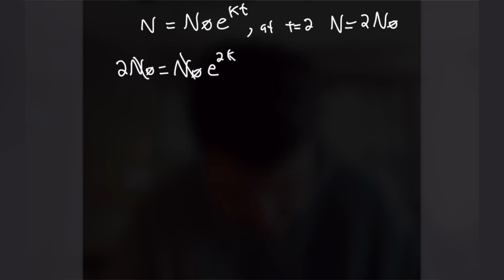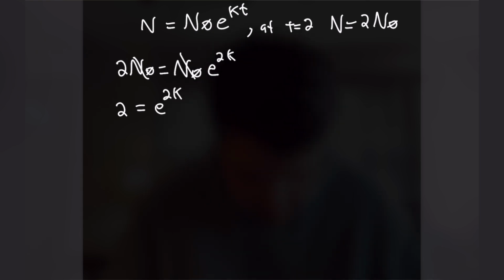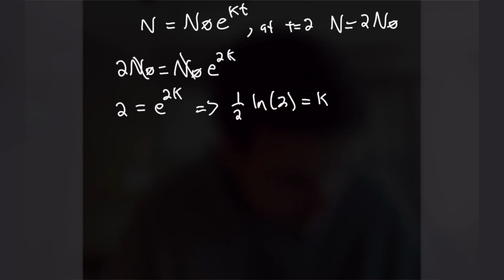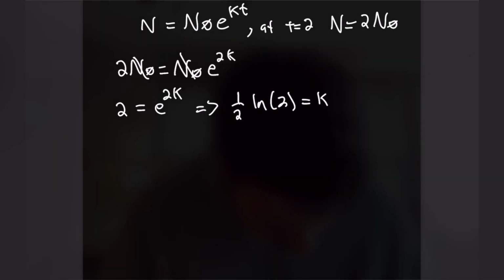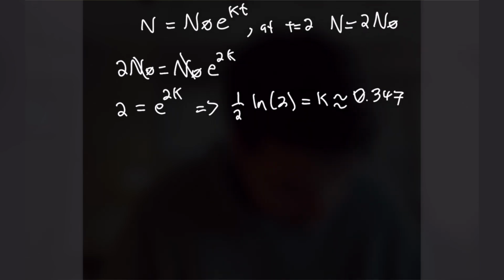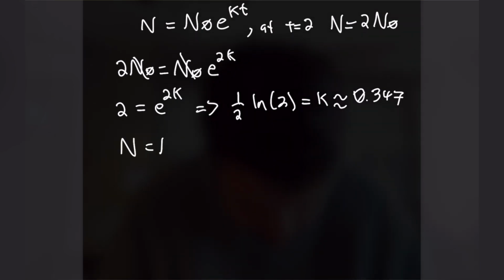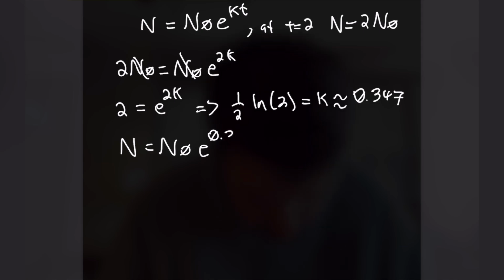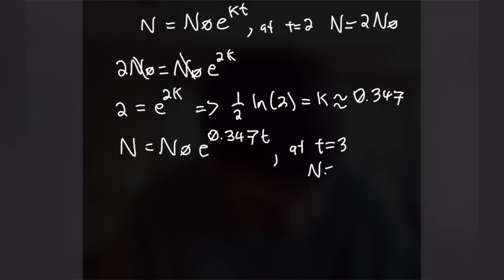And we can divide by n naught to get rid of those, and we'll get that 2 is equal to e to the 2k. So we can solve for k here, which will give us 1/2 times the natural log of 2 is equal to k. But that's a lot to write, so I'm going to go ahead and write that in its decimal form, just like before, to make it easier on myself, which is approximately 0.347. So we have this new equation, n is equal to n naught times e to the 0.347 times t. And we can use our next condition, which is that at t equals 3, we know that n is equal to 20,000.